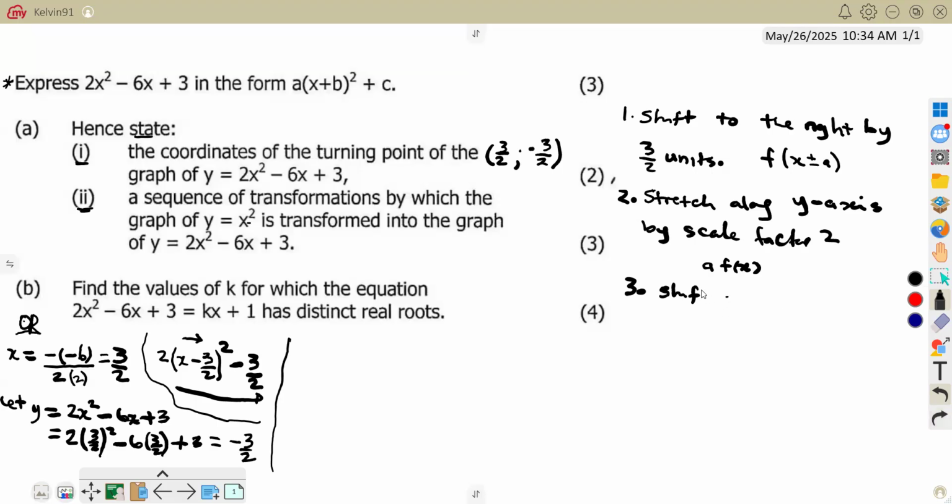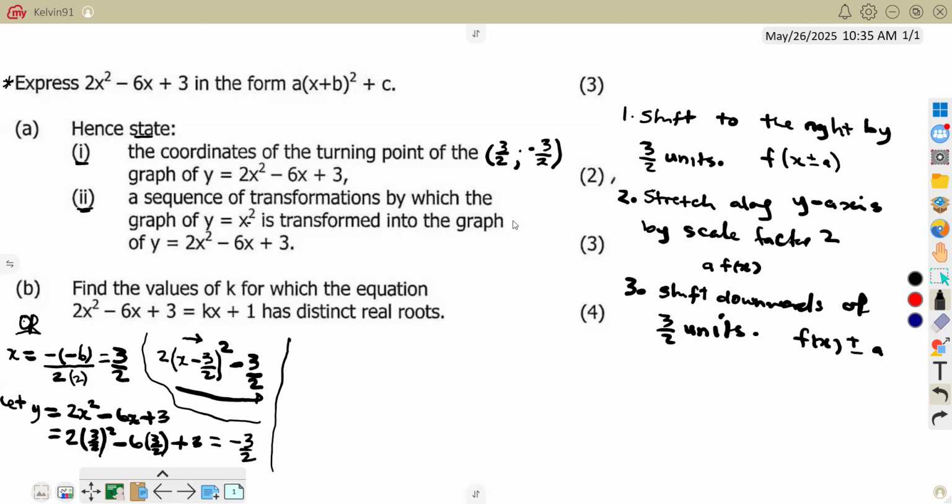It's a shift downwards of how many units? Of 3 over 2 units. So, in this form, we are saying we are having f(x) plus or minus. Take note of what was added or subtracted in the bracket here. It is going to talk about the vertical shift. If it's a plus, it's an upward shift. If it's a minus, it's a downward shift.